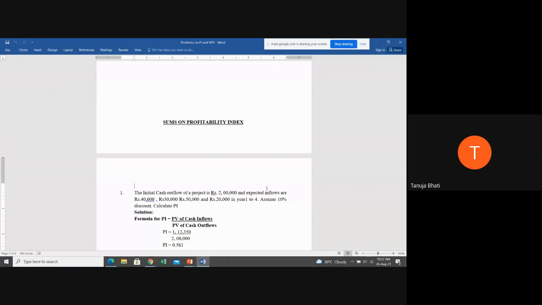How should I know whether I should accept this proposal, reject this proposal, or be indifferent? Yes, students? If the PI is greater than 0, it can be accepted, ma'am. If it is less than 0, reject the proposal.